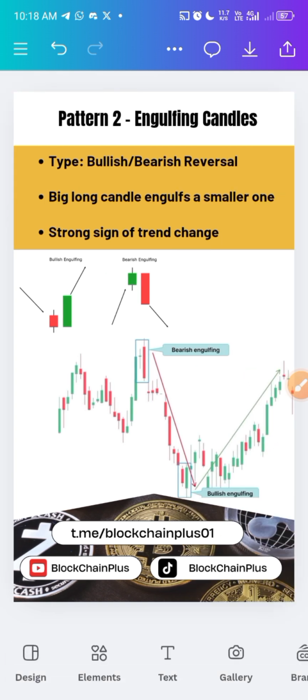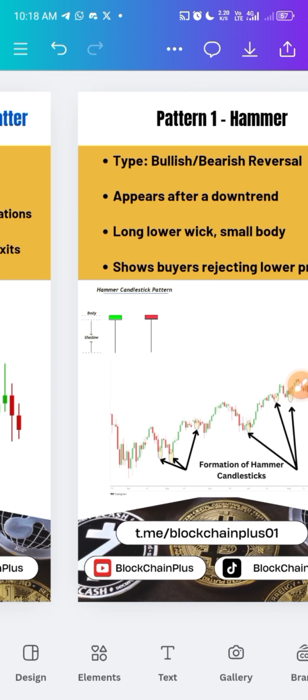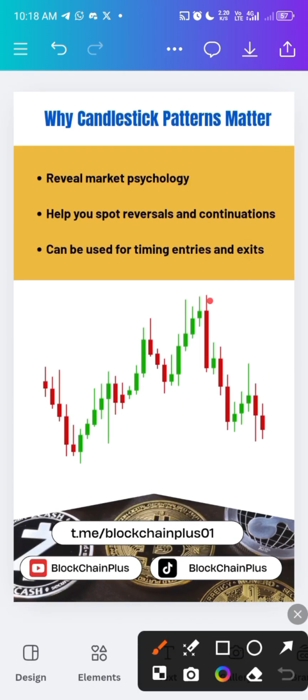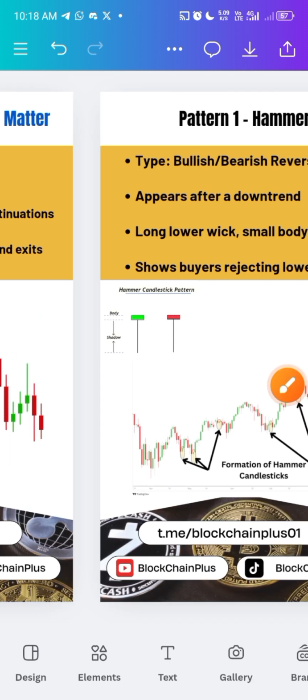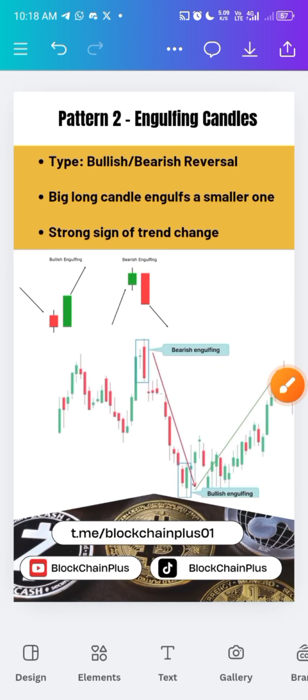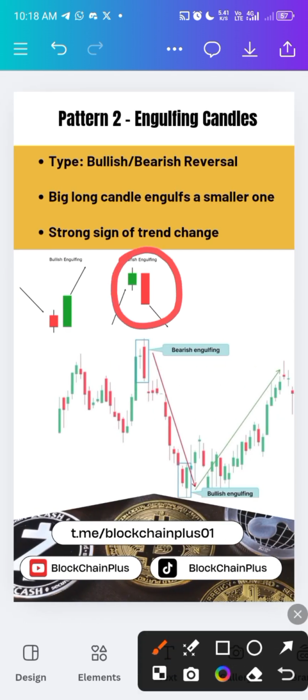Pattern 2 is the engulfing candle. I love this engulfing candle very well. If you look at the beginning of this class, I showed you an engulfing candle, which is this one, which triggered a trend reversal. So that is also what we are having here. This is a bearish engulfing, and this is a bullish engulfing.